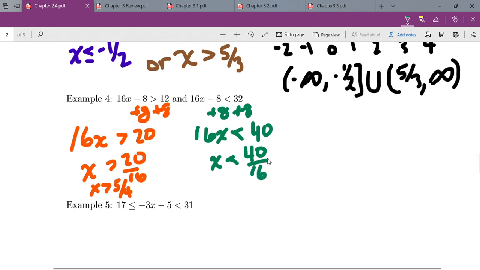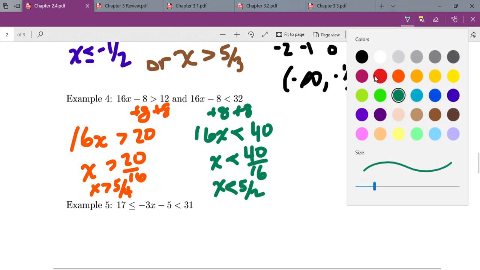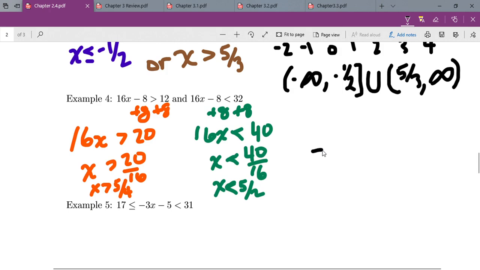Now the number that you have in common between the 40 and the 16 would be 8. So if I divide 40 by 8, I'm going to get a 5. If I divide 16 by 8, I'm going to get a 2. Okay, so what I see here is that x has to be greater than 5 over 4, but less than 5 over 2. So let's look at our number line for that.